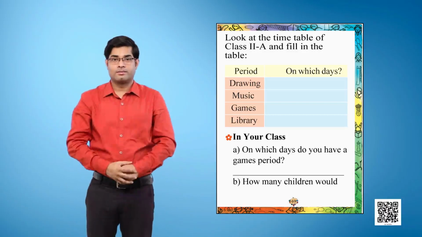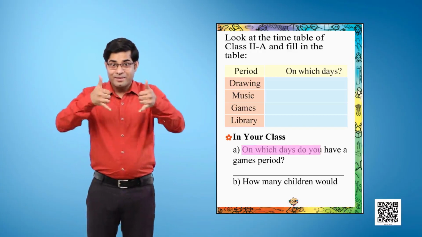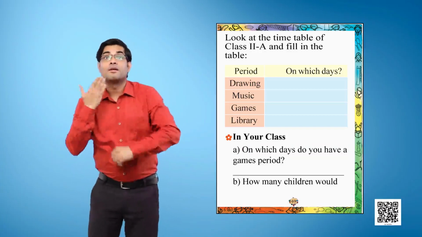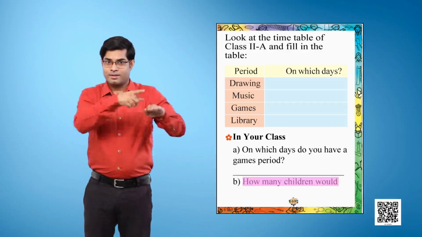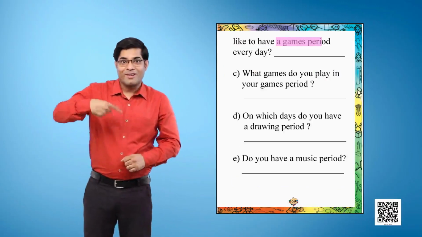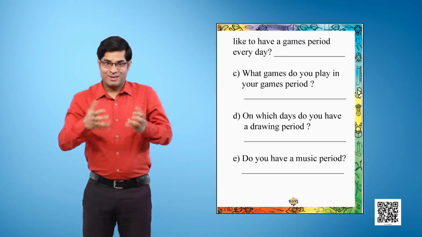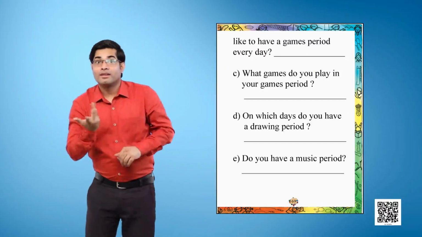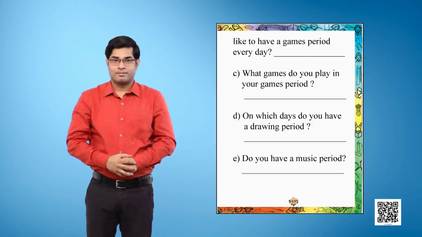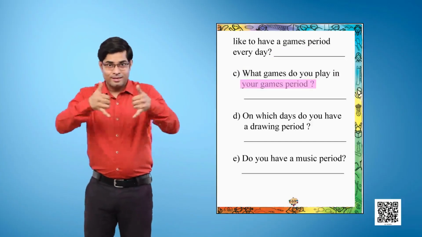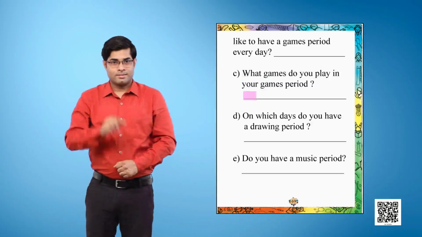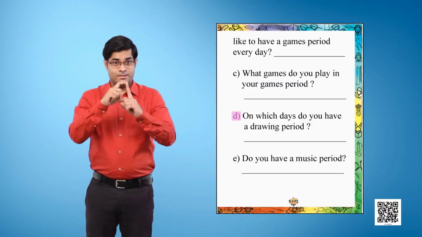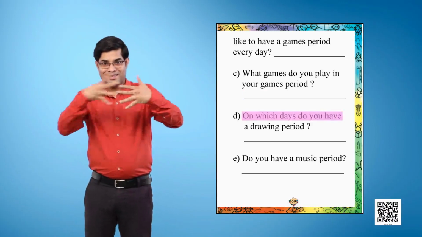A. On which days do you have a games period? Dash. B. How many children would like to have a games period every day? Dash. C. What games do you play in your games period? Dash. D. On which days do you have a drawing period?